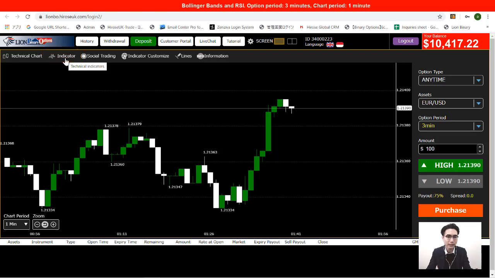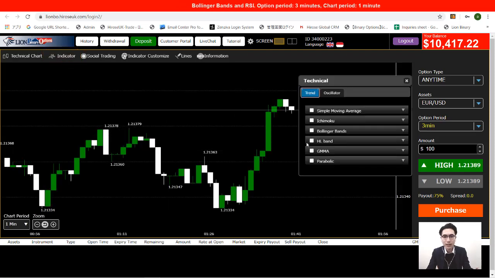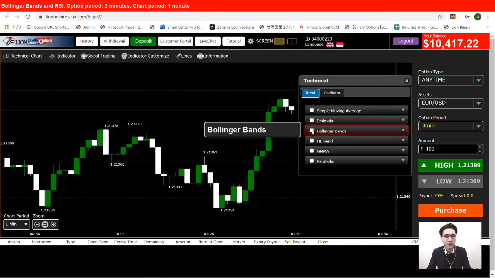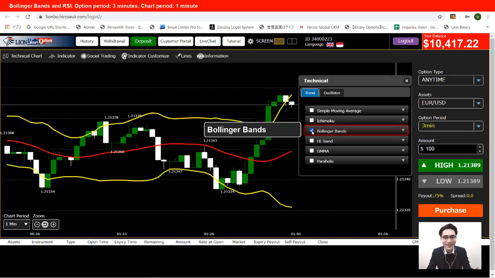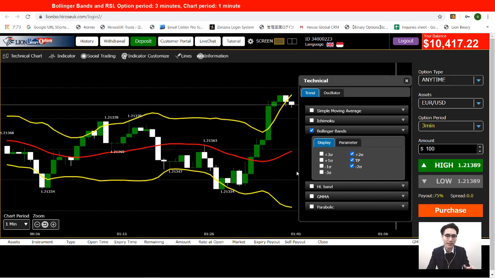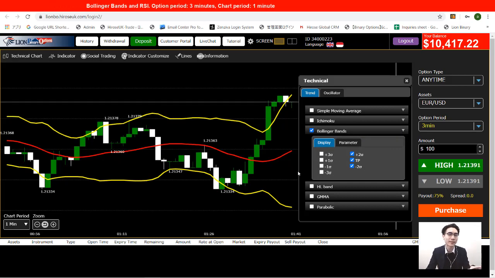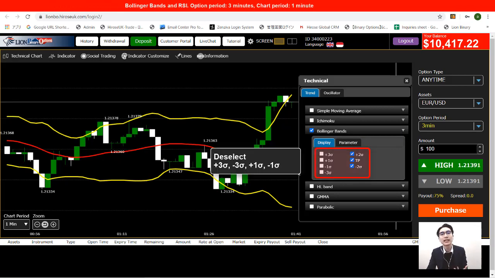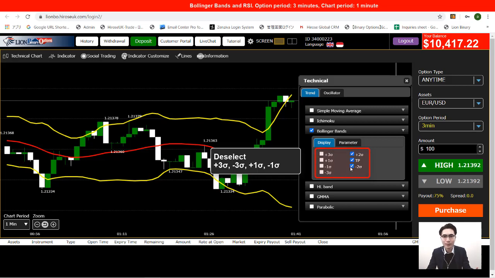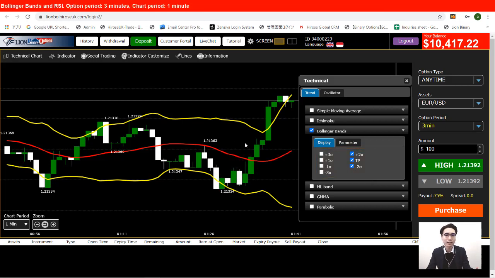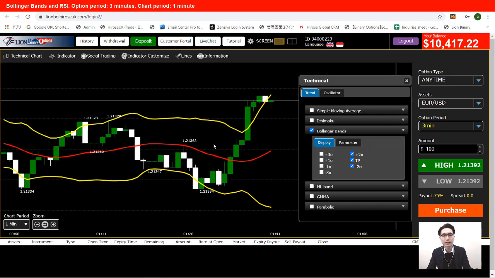Go to indicator, click on indicator. The first indicator is the Bollinger Band. Put a tick on Bollinger Bands and then open the drop down. This one is the same as in the Bollinger Bands and MACD strategy. Here we will only be using 3 lines, so we deselect all the ones on the left and keep the one on the right. Now it's all set, 3 lines on the chart.